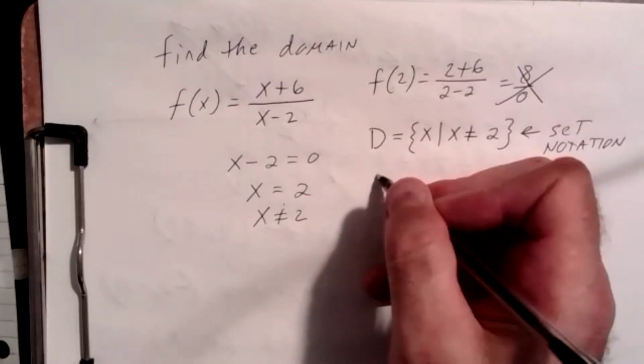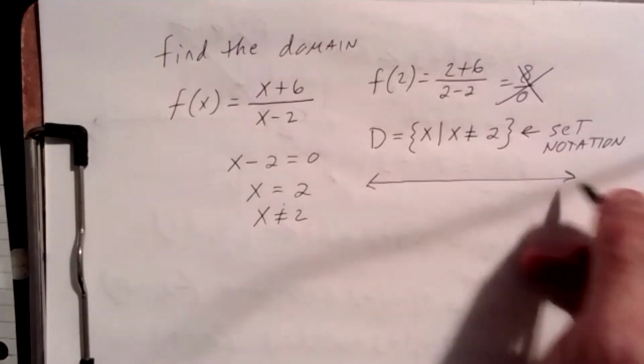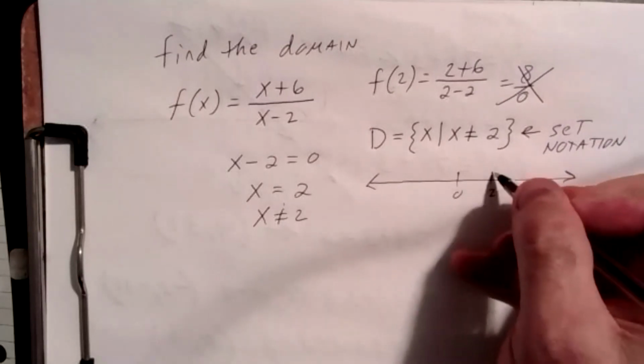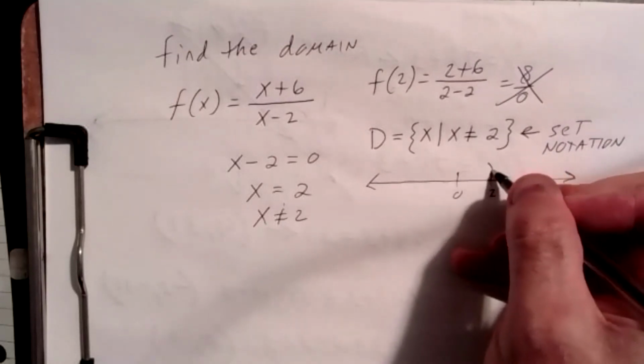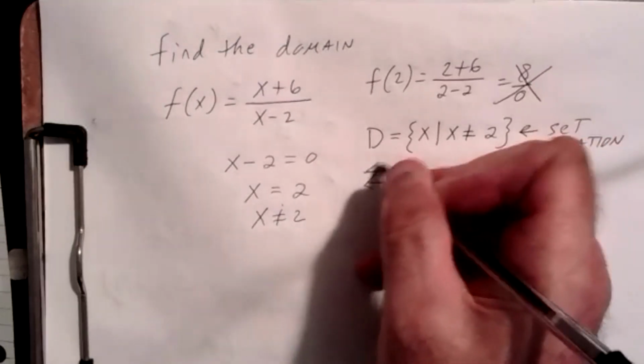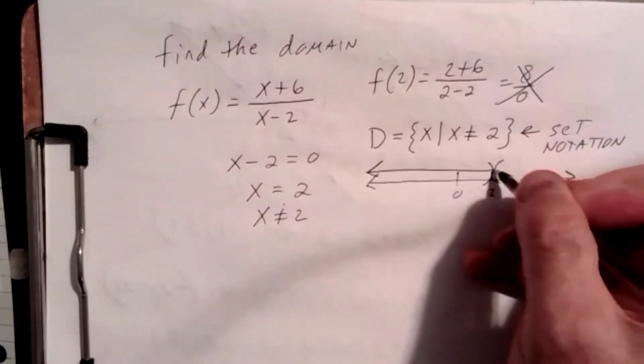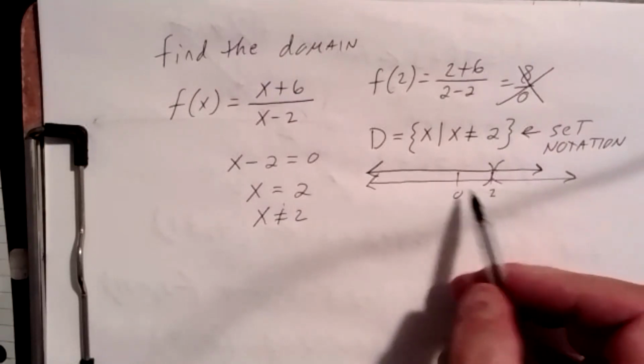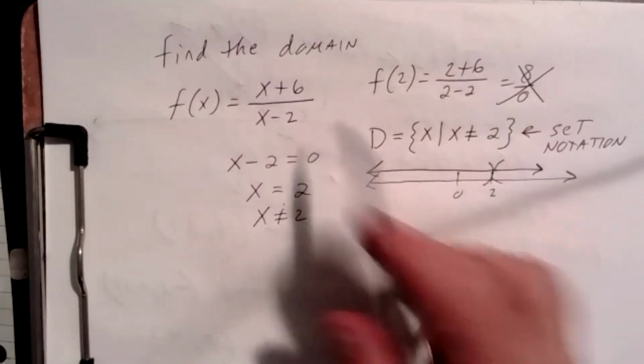First of all, how would we graph all real numbers except 2 on the number line? Well, we cannot include 2. So we would have to include all numbers less than 2 and all numbers that are strictly what? Greater than 2, but we cannot include 2.